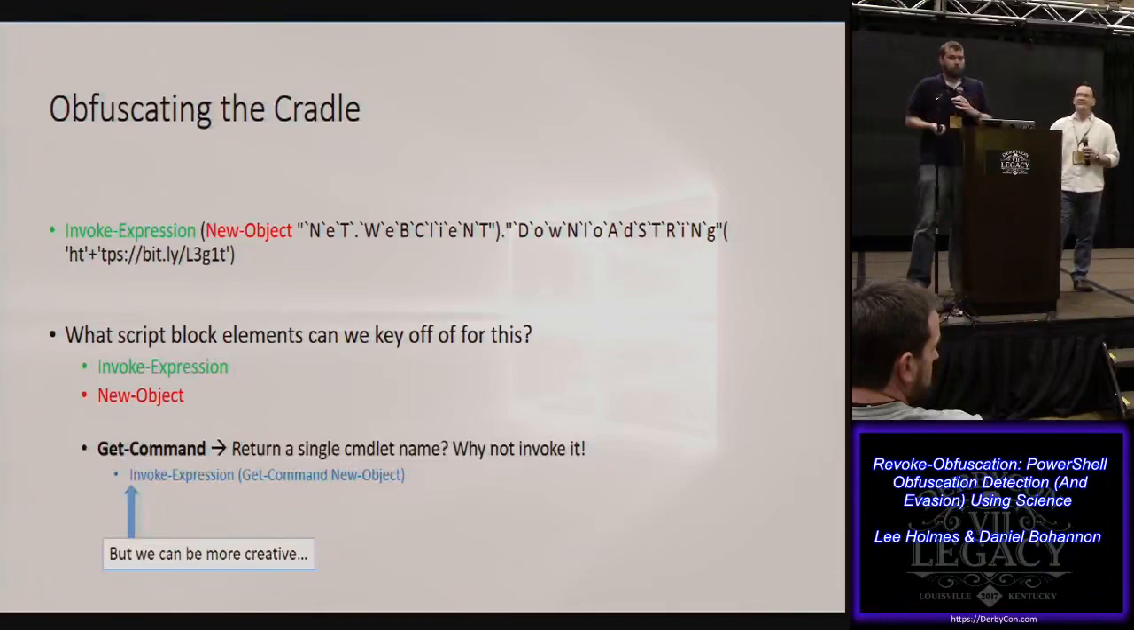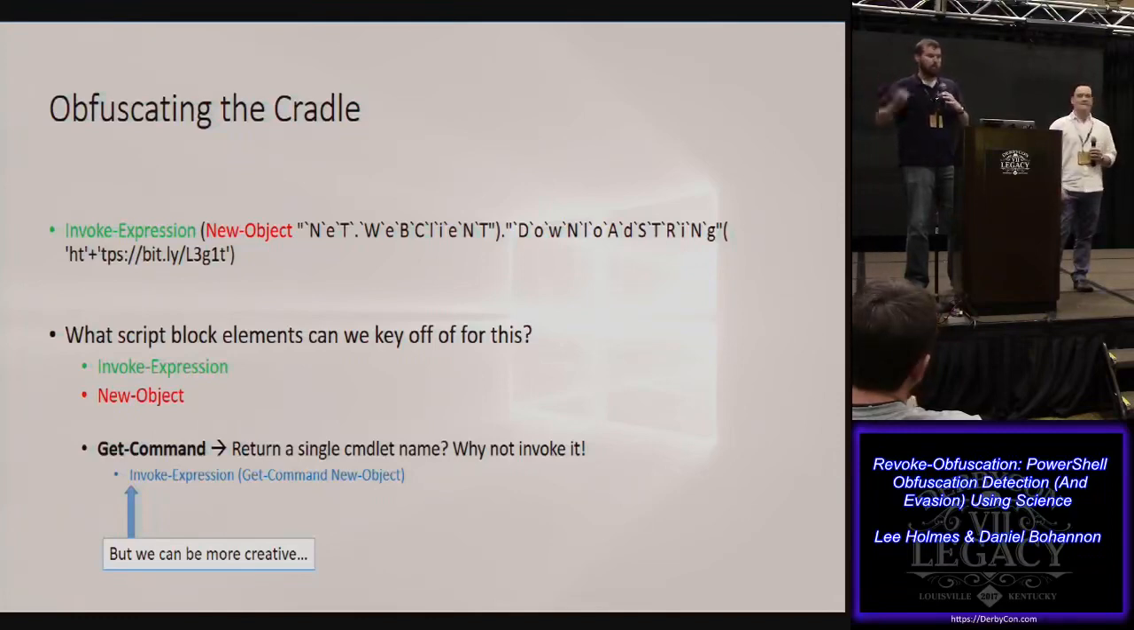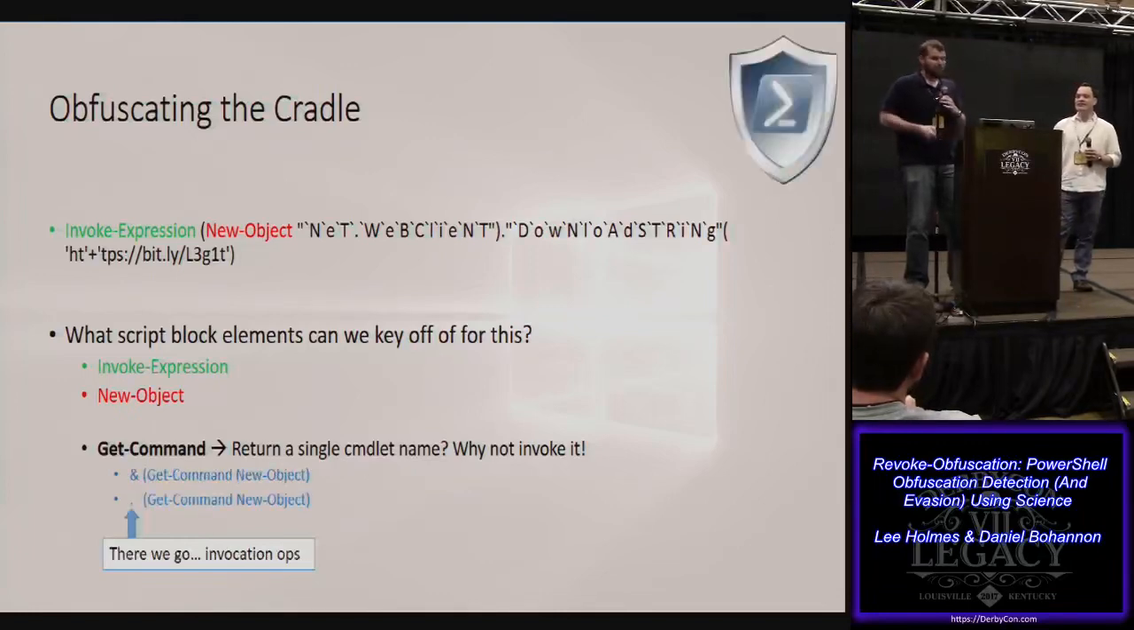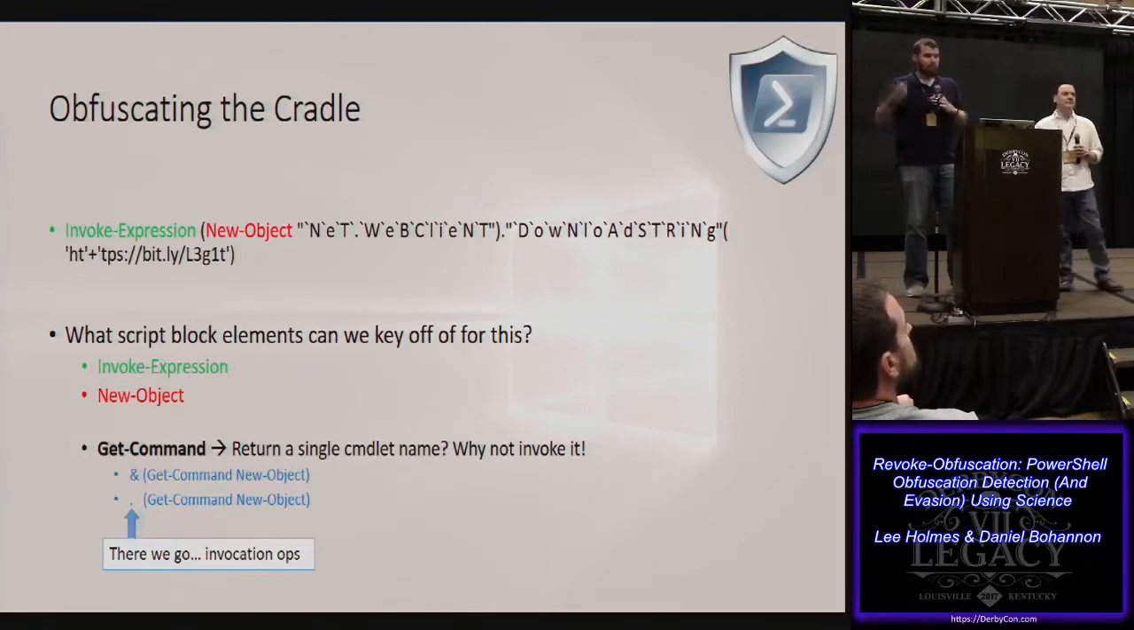Now, what does this mean for us here in this example? Is that if we take that object and pass it to invoke expression, it'll automatically convert it to a string, and the string will be new object, and it will invoke it. But we can be more creative than just invoke expression. PowerShell gives us a lot of options. It's pretty open-minded. So we can use the dot or ampersand because these are the invocation operators. And these actually act on the object being returned as an object. So this is new object.